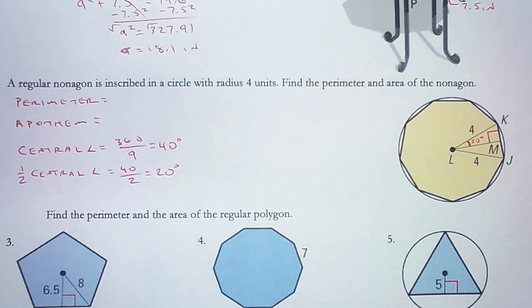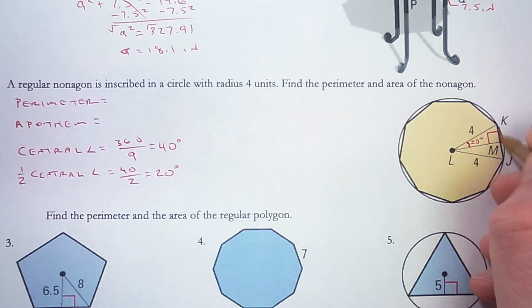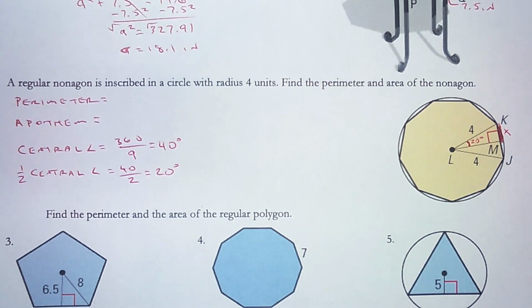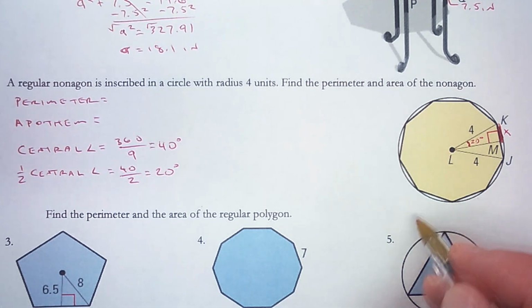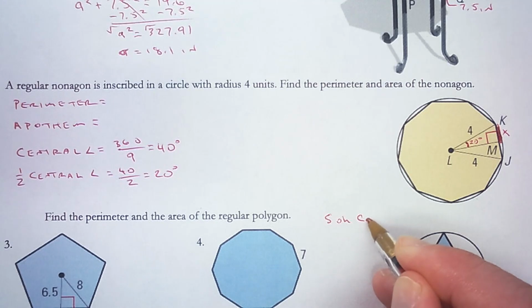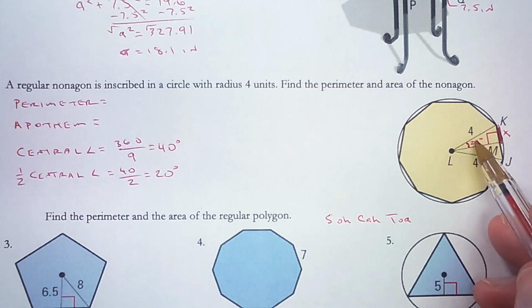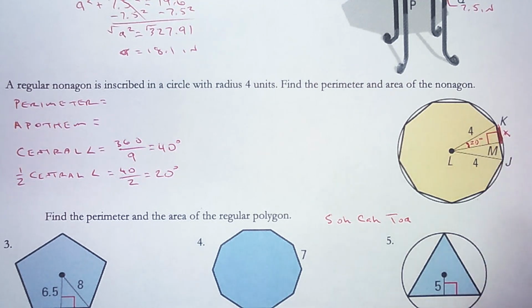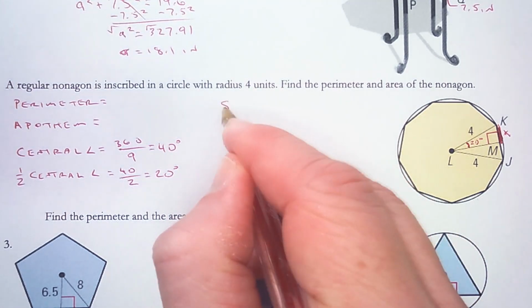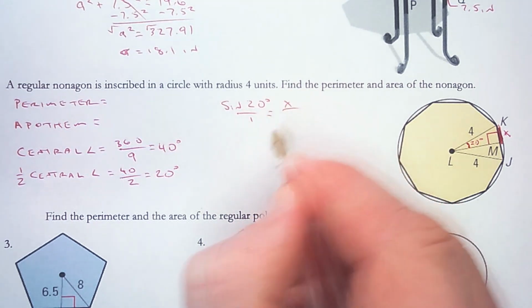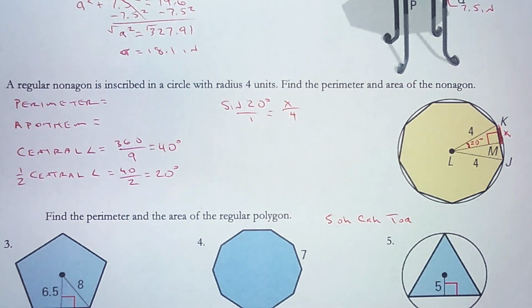Now, in order to find the perimeter, I need this length right here. So I'll call this X. It's the length of segment KM. To find that length, I'm going to use SOHCAHTOA. So I'll write the word right here, SOHCAHTOA. Now, x is across from that 20, so that is the opposite leg. 4 is the hypotenuse. Opposite and hypotenuse, which means we are going to use sine. So we have sine of 20 degrees is to 1, as the opposite x is to the hypotenuse 4.